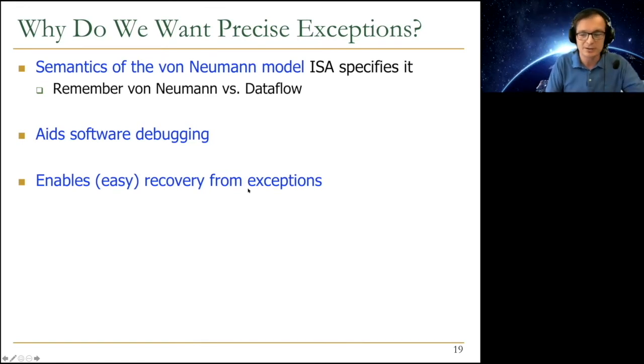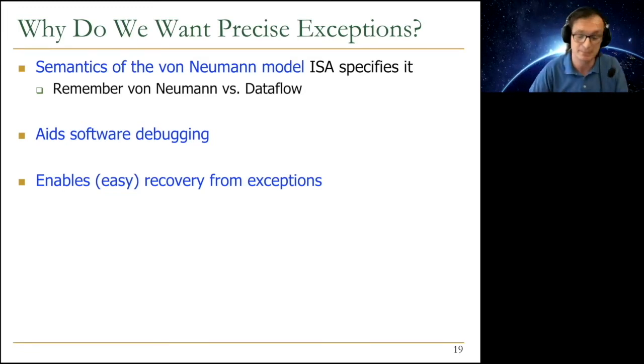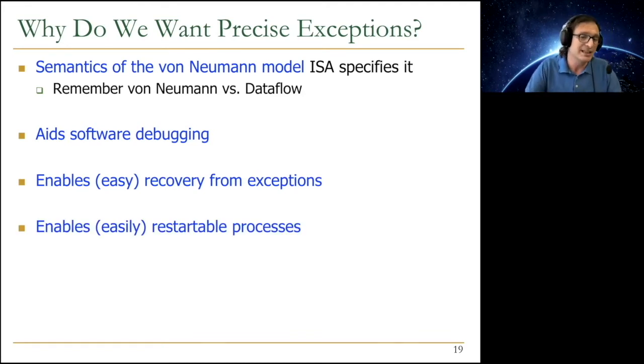You don't need to figure out which instruction executed, which instruction updated the architectural state. All of that is gone. Everything else after the exception is flushed, and nothing else before the exception. It is not the case that anything else before the exception did not finish. So you have a very clean boundary. Similarly, it enables easily restartable processes for the same reason, essentially. I'm not going to go into the details, but these two are very tied to each other.